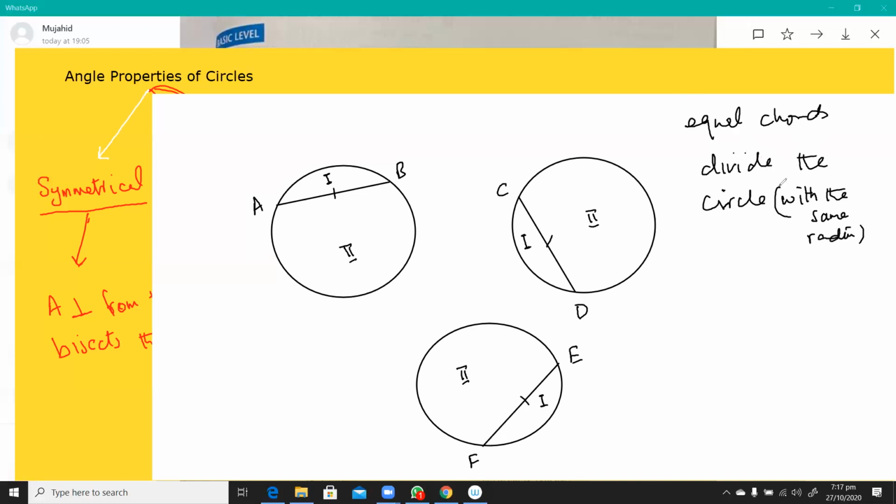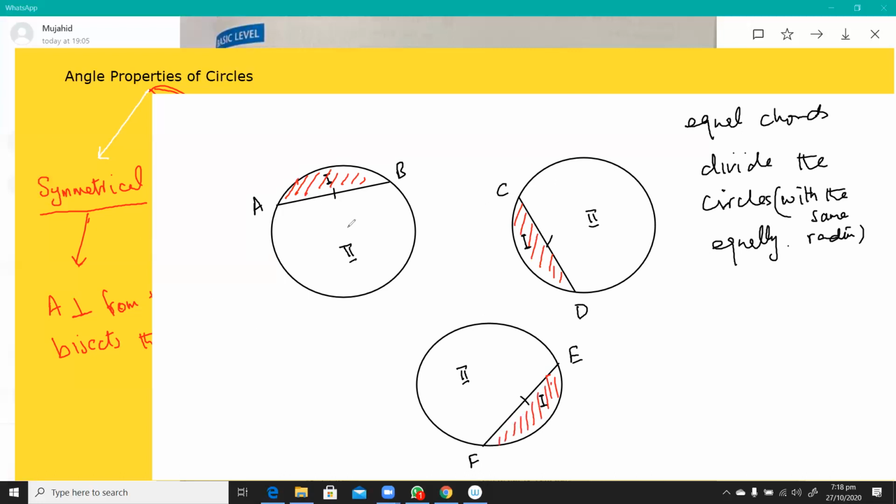Equal chords divide the circles equally. Okay. So this cannot be the case that if the lengths of A, B, C, D, and E are the same, the region 1 would have a different area from the region 1 over here, okay? So if I shade this red, all these red parts are the same.